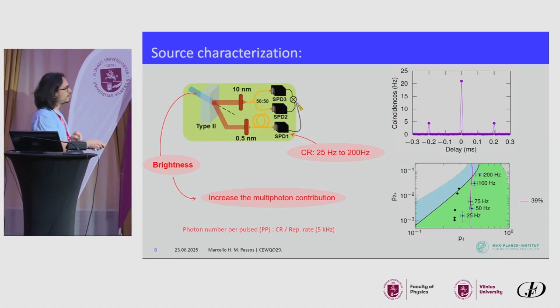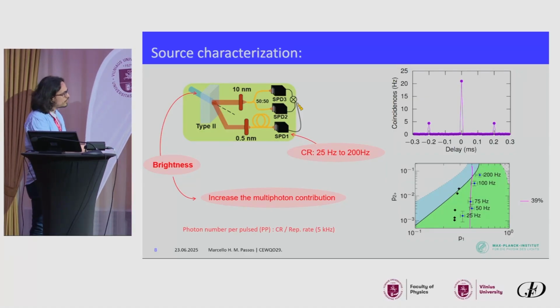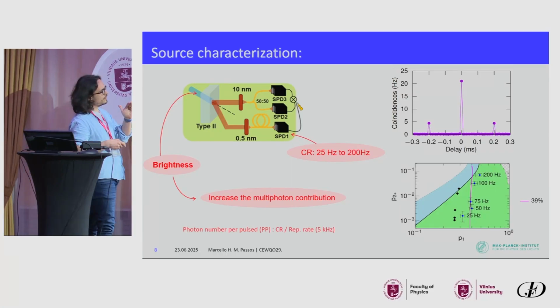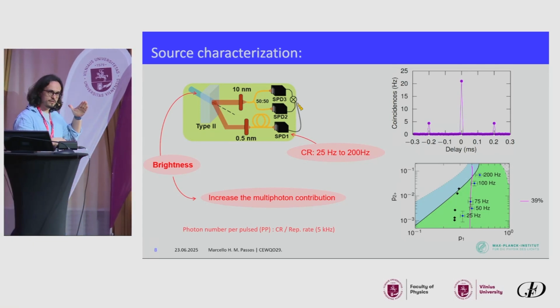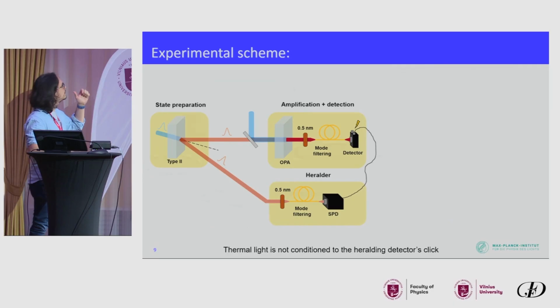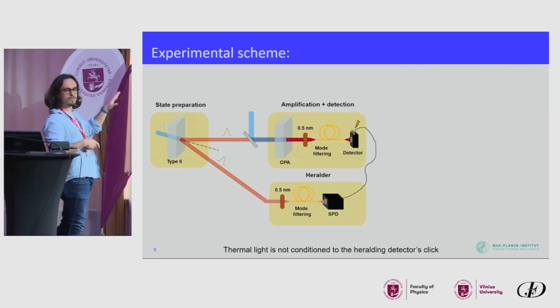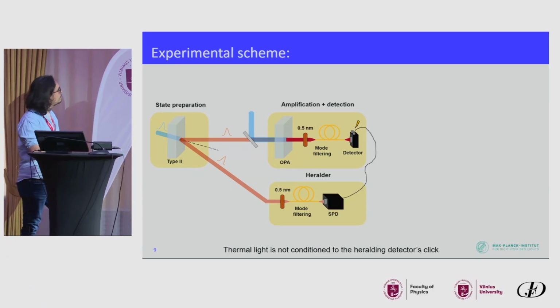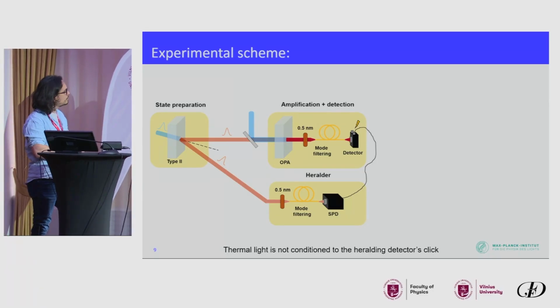And at the bottom here is the protocol, the certification, for 39% heralding efficiency. So you can see that as we increase the brightness, the states come closer to the boundary region of non-Gaussianity. So as we now know our source, we can come to the actual experimental scheme based on phase-sensitive parametric amplification. We generate photon pairs, as I commented, one of them heralded, and the other photon is sent to the amplifier.